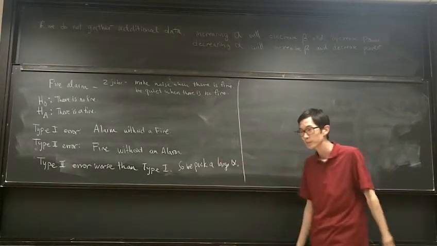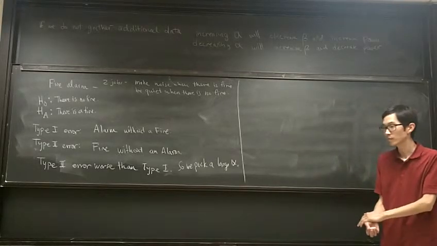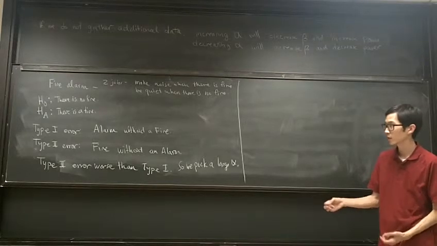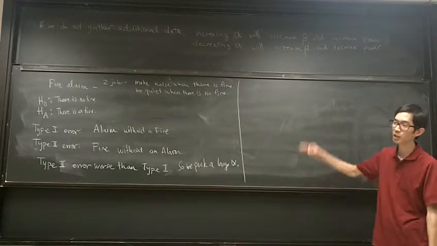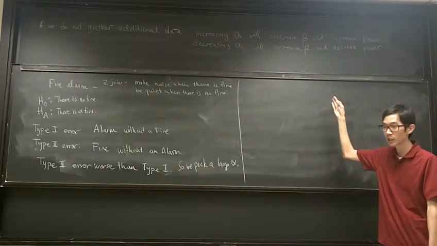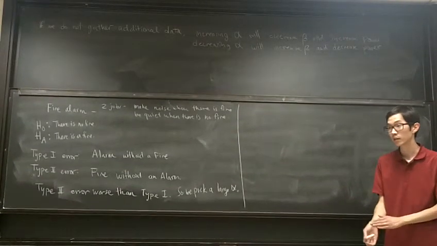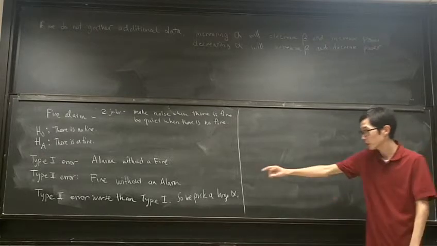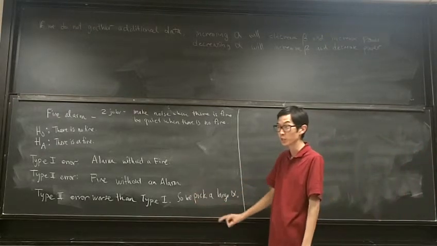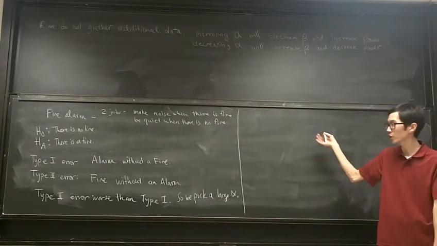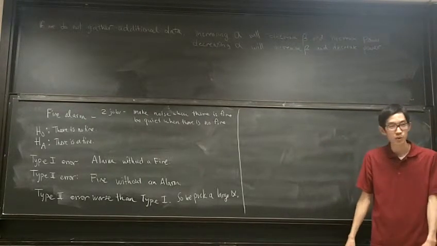Yes? So if we pick a larger alpha, does it mean that now the beta goes down? Larger alpha means more type 1 error, but less type 2 error, okay? Because it's dangerous, we don't want it to have less. In this case, type 2 error is worse than a type 1. So can you think of a situation where a type 1 error is worse than a type 2?